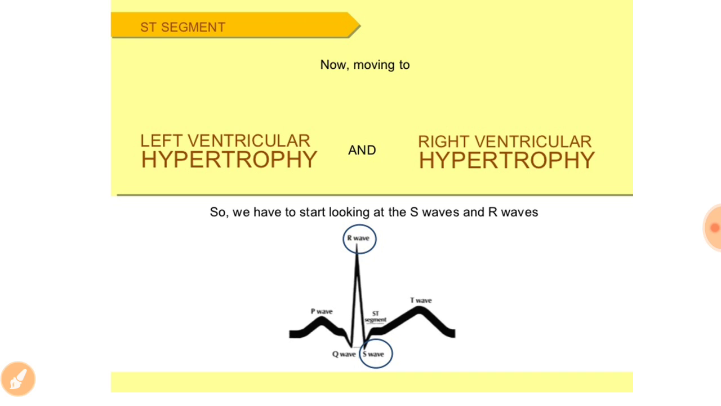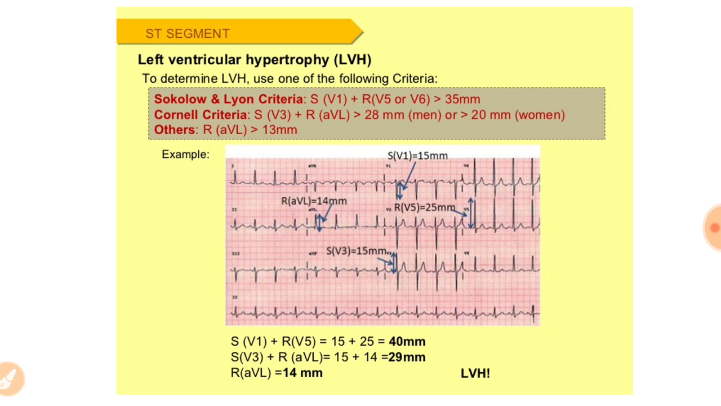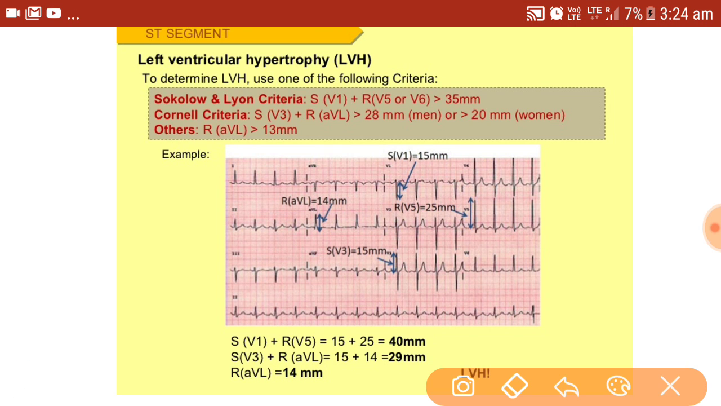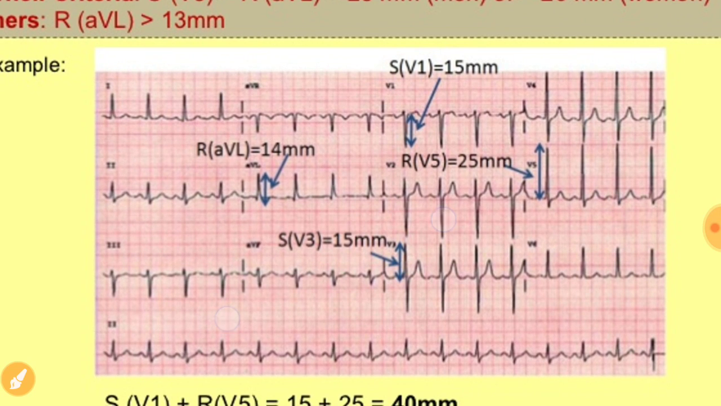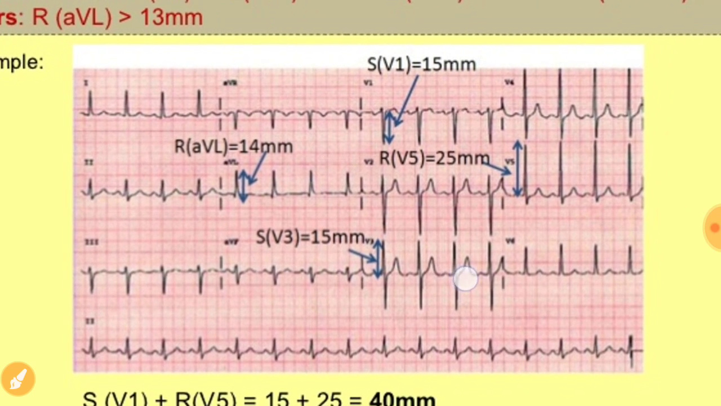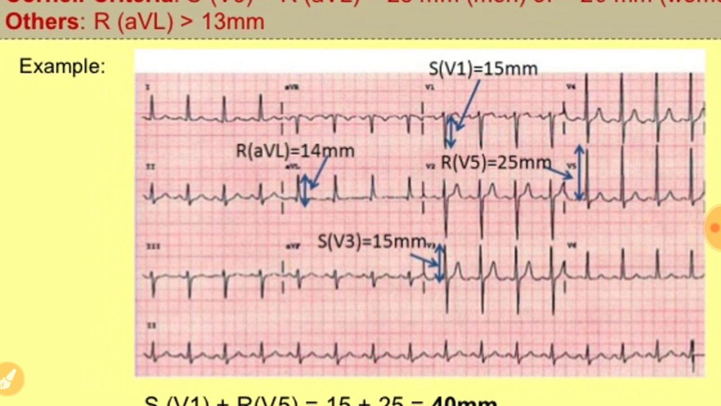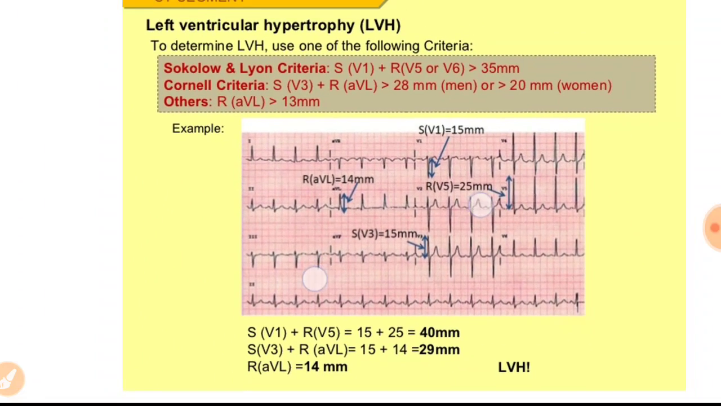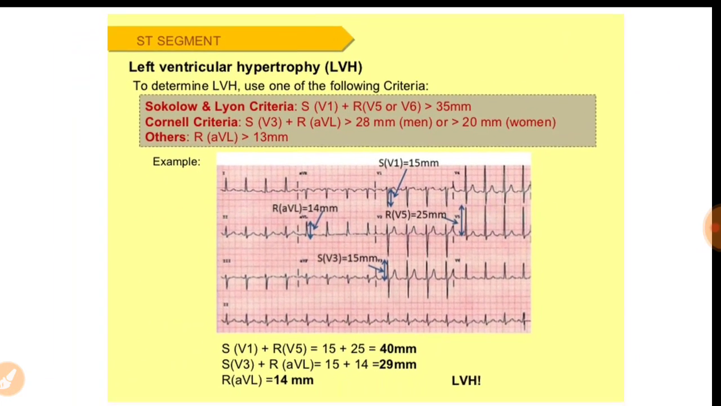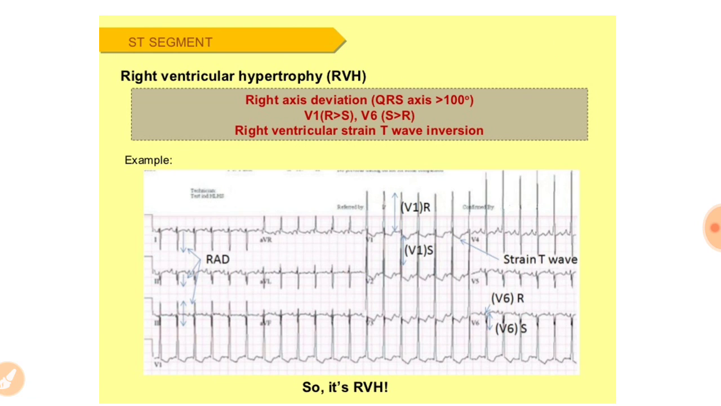Now the ST segment, why it is important for identifying LVH and RVH. In LVH you will see one criterion: S in V1 and R in V5 or V6 should be combinedly greater than 35 millimeters. So if you get this, it will be LVH. Here you can measure it, as you already know the dimensions of small squares and large squares. That's why I was saying the first slide is very important. Every criterion depends on it.